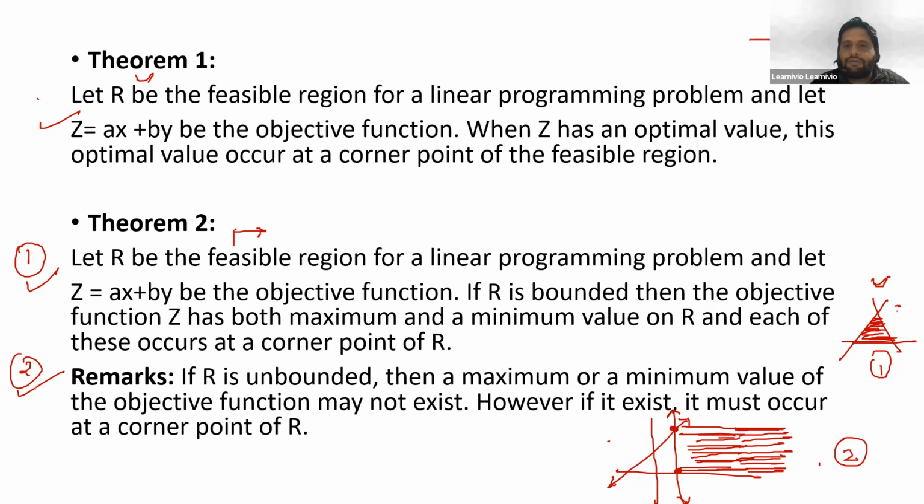The second case is if the feasible region is unbounded. Then there are chances that a maximum or minimum value may not exist. But if they do exist, they will occur at the corner point. This is the theorem. For bounded, maximum and minimum always occur. For unbounded, there are chances that maximum or minimum may not exist, but if they exist, then they will always occur at the corner point. I hope this is clear to you. Rifat and Abdur, you have confirmed. Thank you. Amir, Fahad, and Aman, please confirm to me if this is done, and we will see the next slide.